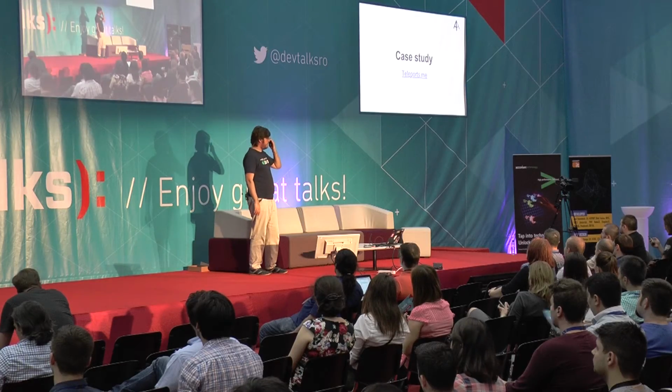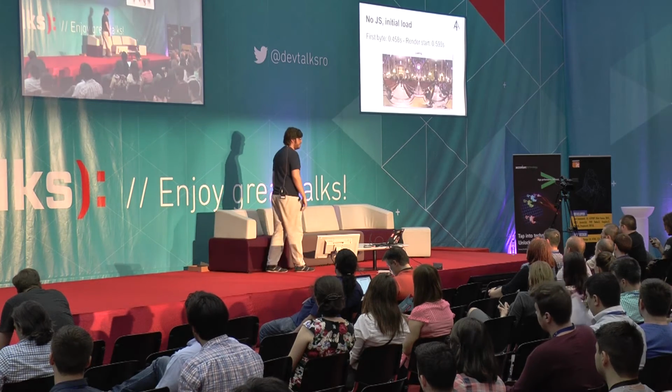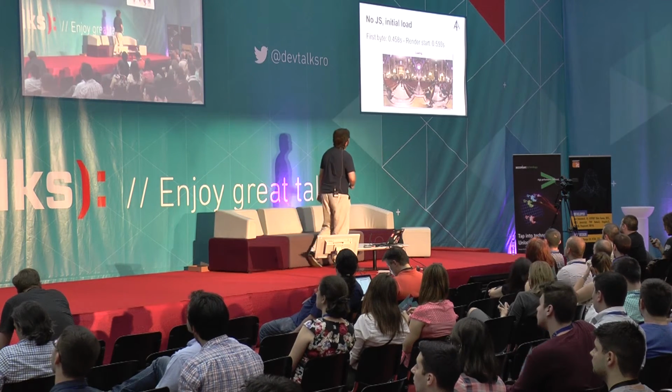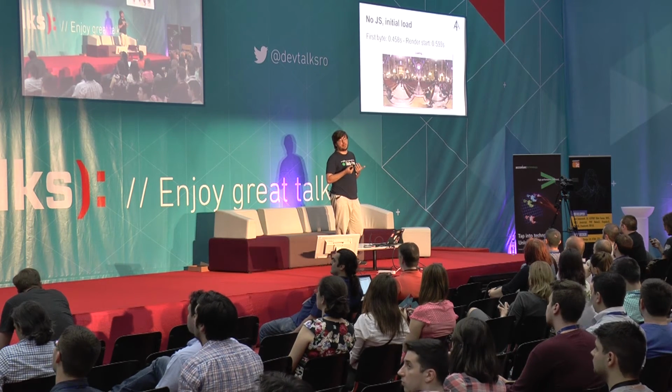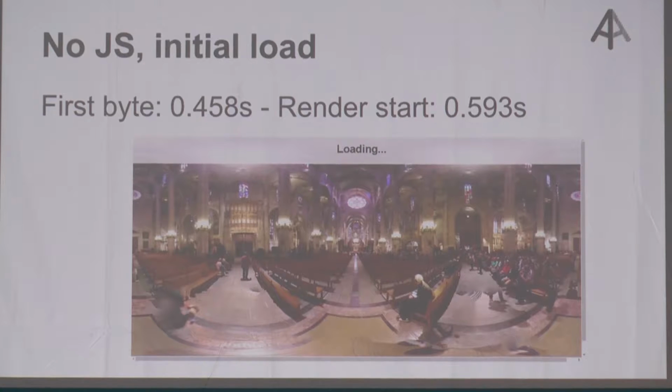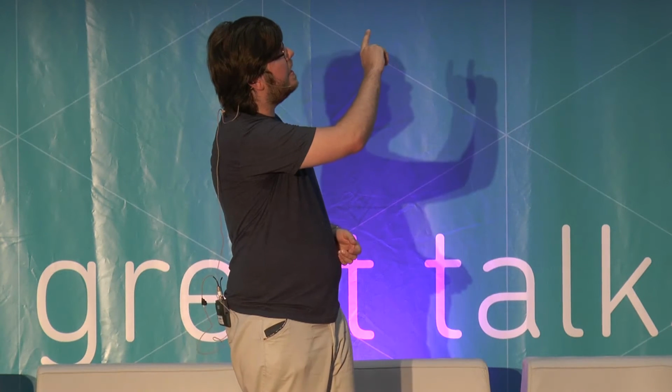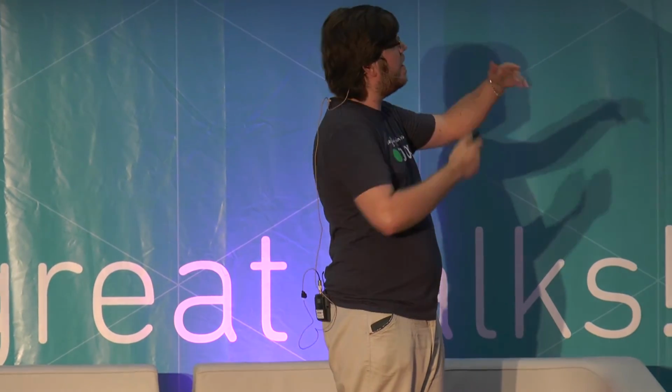It's fine. Right, so I built a thing because I got bored at some point, and this is how it works. So this is what you get when you have nothing available. If I screwed up my JavaScript, or if you're on a shaky mobile connection, you get an image that is taken in a panoramic way, and it renders. So the server is a bit slow, but the first byte comes in after 0.458 seconds. And the rendering of the image starts at 0.593 seconds. That's pretty quick.